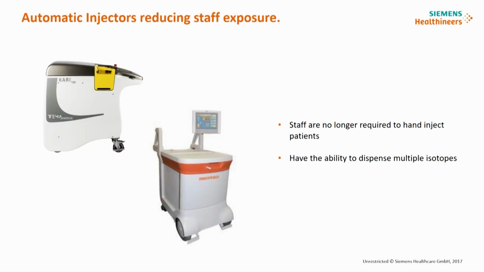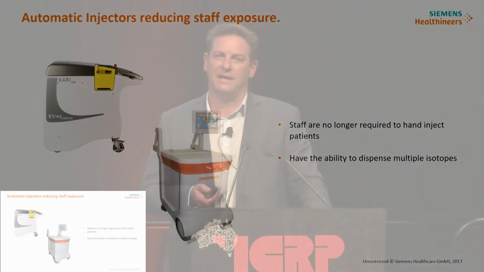And finally, automatic injectors, nothing to do with the PET-CT scanner itself, but here's a couple of systems that are available on the market where staff are no longer required to hand inject patients and can dispense multiple isotopes, so gallium-68 PSMA for prostate cancer or FDG for general oncology imaging. The injector's loaded once at the start of the day, and then there's no intervention from the staff after that.